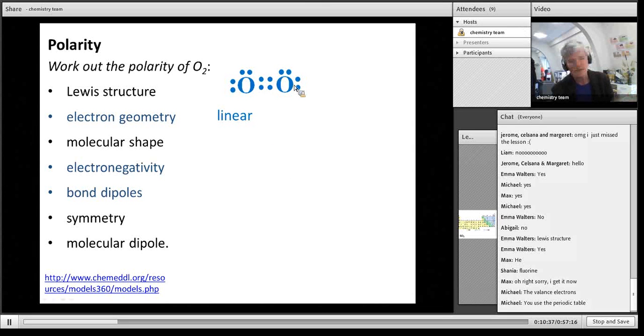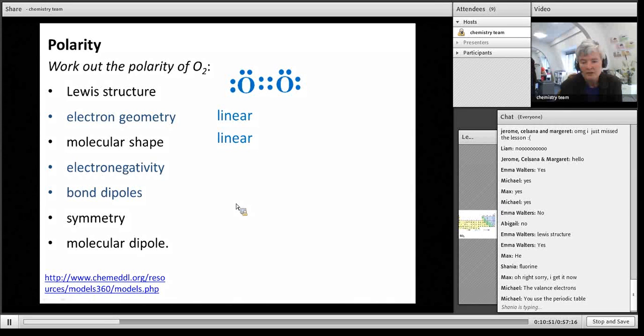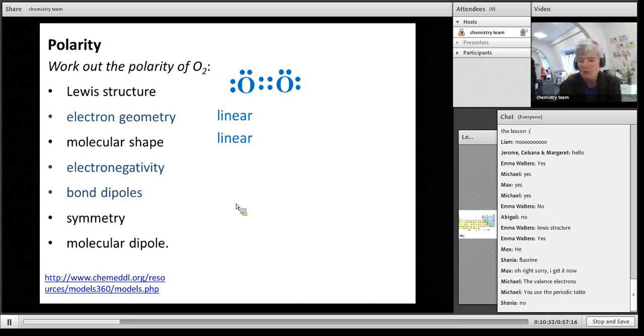Now, if you've got two atoms in a molecule, it can only be linear. And so the molecular shape will be linear. Is there a difference in electronegativity? No, because they're the same element.